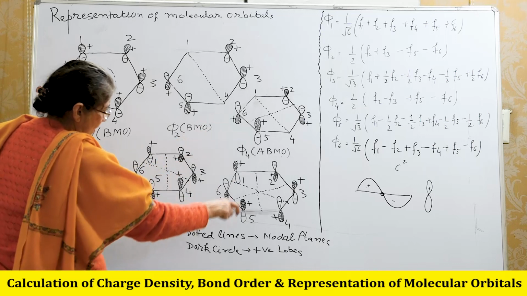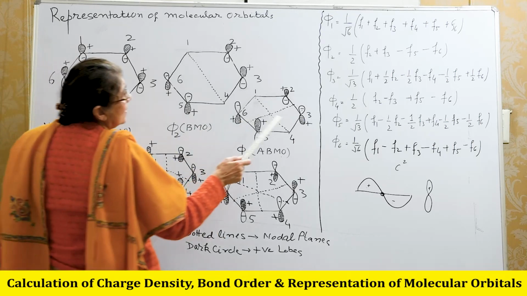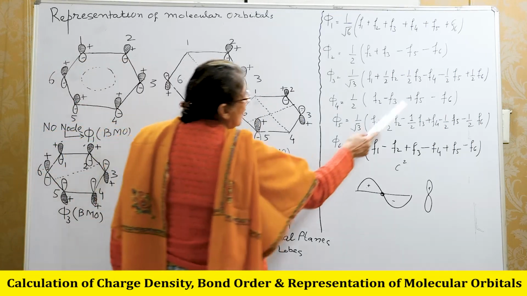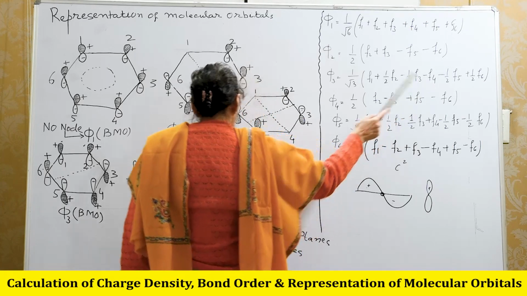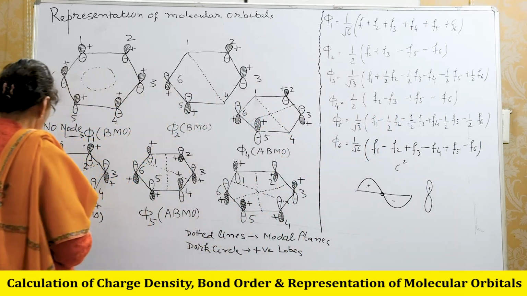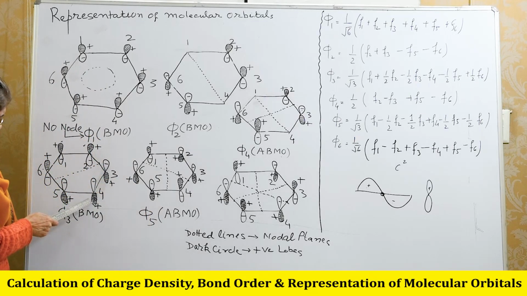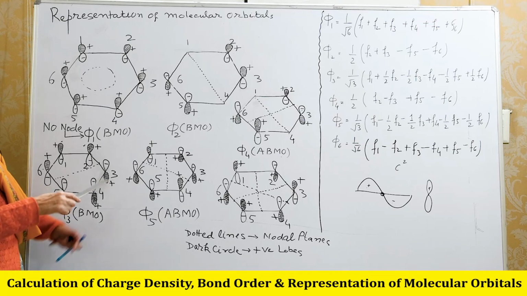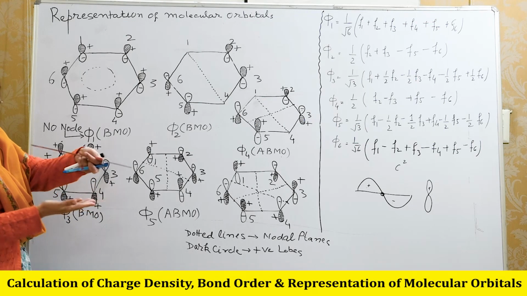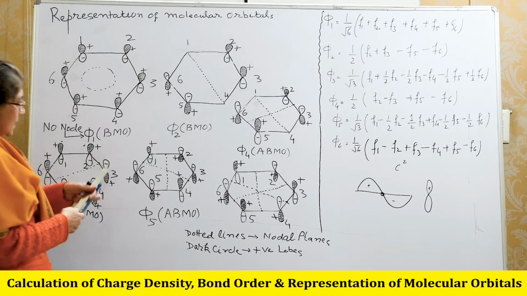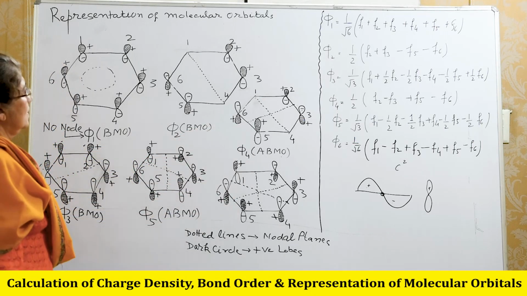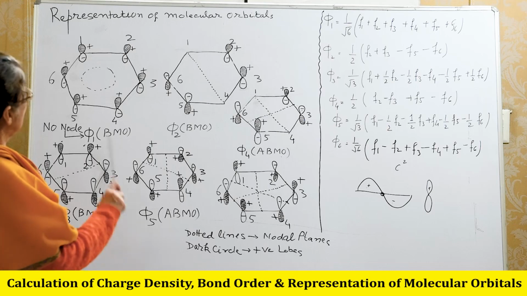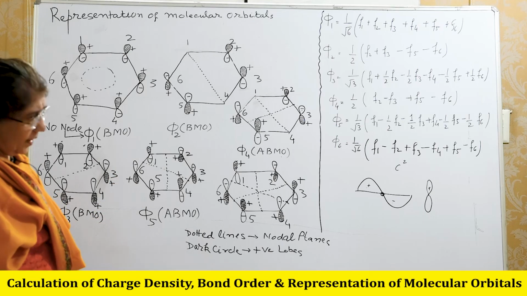In a similar way, suppose I take phi 3 and phi 4 is negative. So this is phi 3 and phi 4 is negative, but the positive sign is below the planar molecule. So we can explain all these by the representation of molecular orbitals. Thank you.